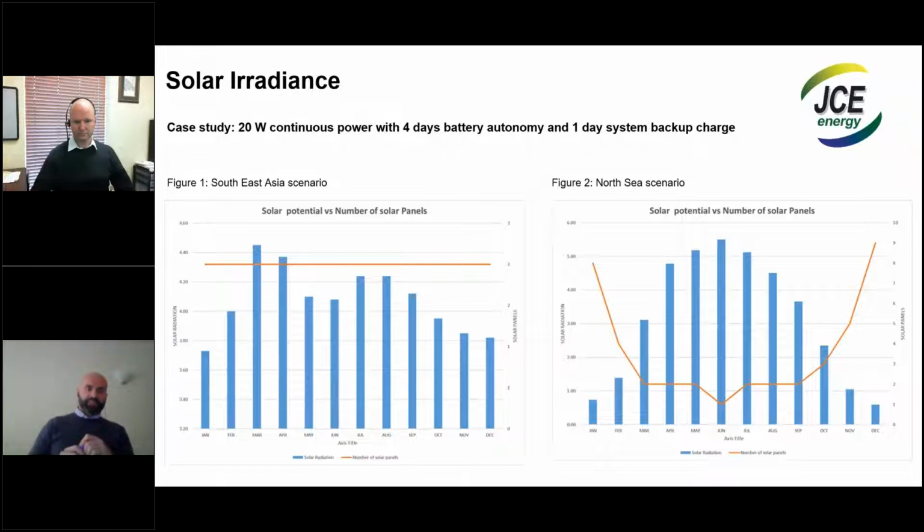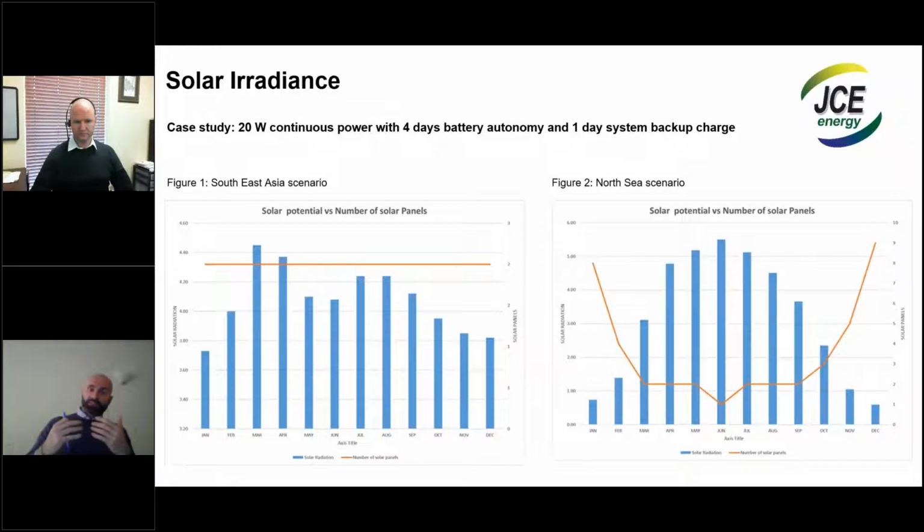Here we have presented 2 different scenarios: the same system working in Southeast Asia and the same system working in the North Sea. The Southeast is on the left, the North Sea is on the right. In blue, you have the level of solar irradiation at the different months of the year. As you can see, the 2 scenarios are completely different. So especially for the North Sea during January and December, we have basically just almost 10 hours of sun per day.